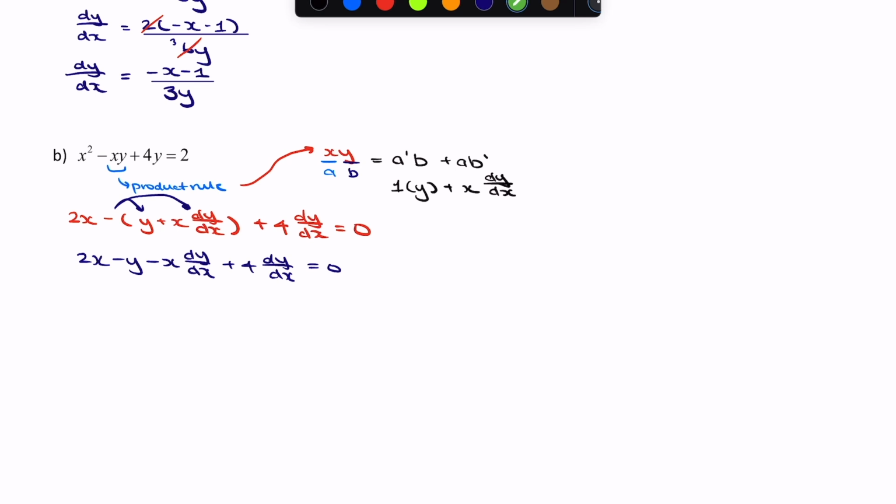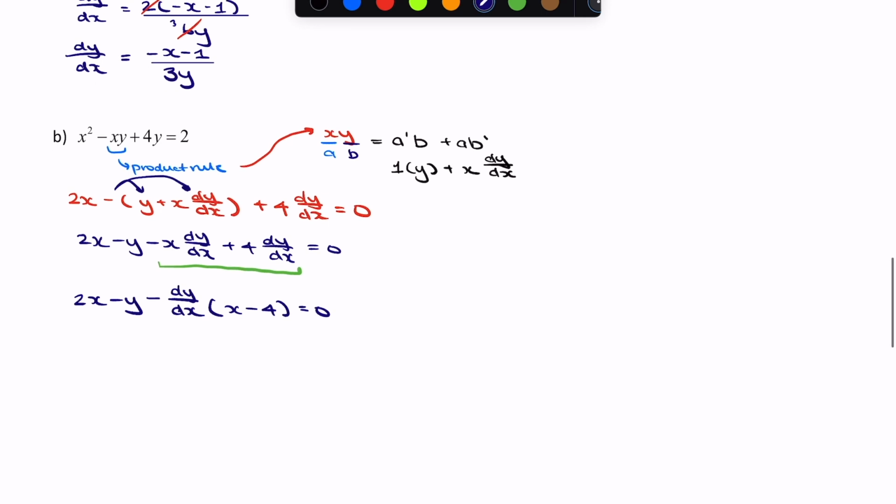So here, if we look at negative x dy over dx plus 4 dy over dx, we can factor out a negative dy over dx here. So here we have 2x minus y minus dy over dx, and that will leave us with x minus 4, and it's equal to 0.